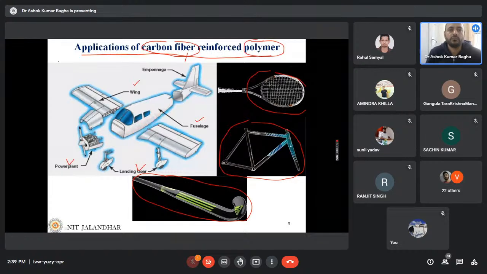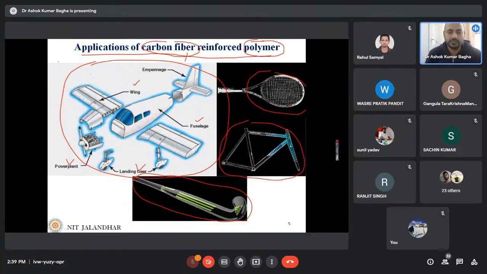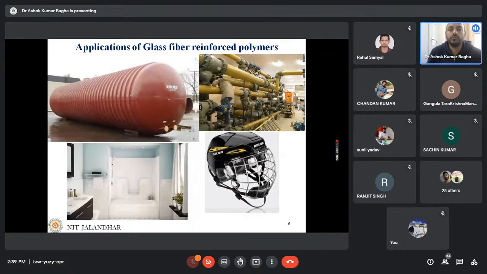So most of the time, when we talk about aeroplanes, our main objective is that the weight of the aeroplane should be less, so that its efficiency should be more. Regarding the fuel that is used, the consumption of fuel should be less. So when you talk about composite material, our objective is to make the structure light. So you can use glass fiber. This is the application of glass fiber reinforced polymers.